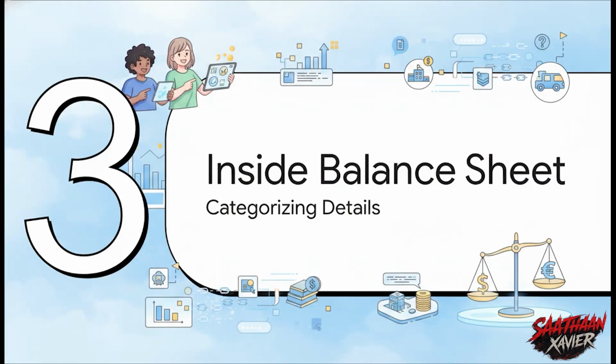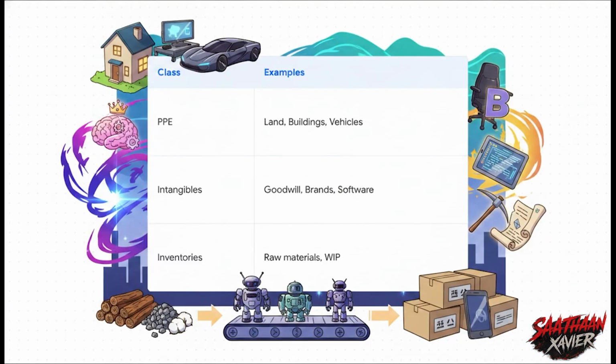Section 3. Inside the balance sheet. Categorizing the micro details. Now that we've got the overarching rules down, let's look at how we categorize the micro details. We don't just throw all the business's assets into a blender, we separate them into distinct, logical buckets. First, we have property, plant, and equipment. This is the tangible, physical backbone, things like land, buildings, and vehicles.